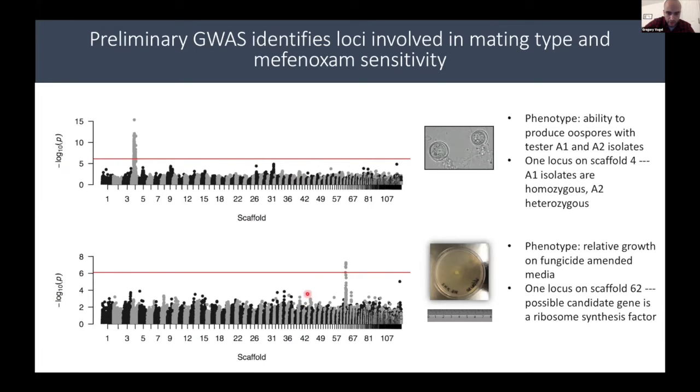And on the bottom, I'm showing the results for sensitivity to the fungicide mefenoxam. We assayed the isolates for their ability to grow on media that was amended with different concentrations of mefenoxam. And we discovered one locus on scaffold 62 that was highly associated with this trait. And we were able to find a possible candidate gene in this region, which was a ribosome synthesis factor, which seems consistent with biochemical evidence that shows that the way that mefenoxam interferes with oomycetes is by preventing the production of ribosomal RNA.